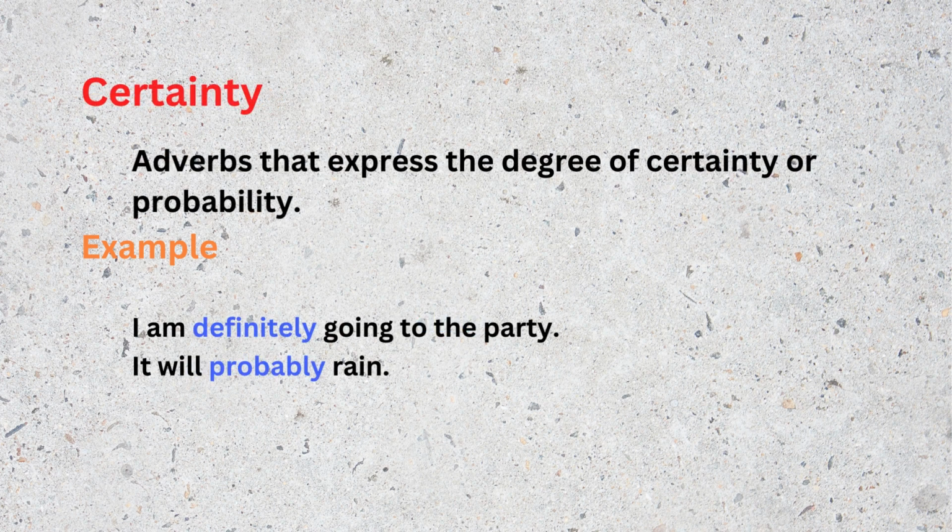Next, certainty. These are adverbs that express the degree of certainty or probability. For example, I am definitely going to the party. It will probably rain.